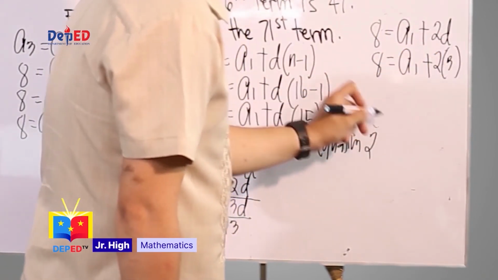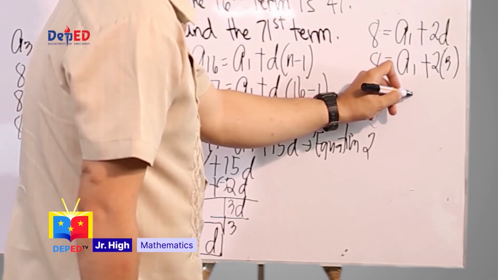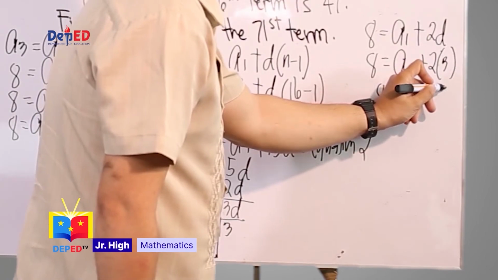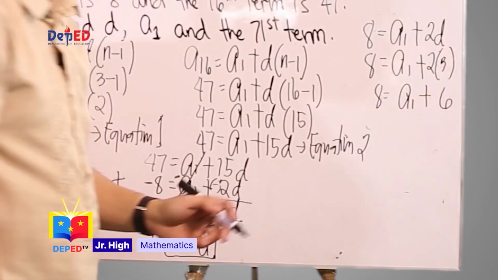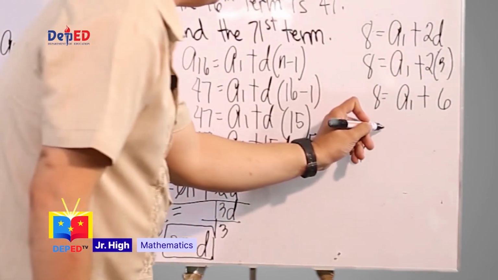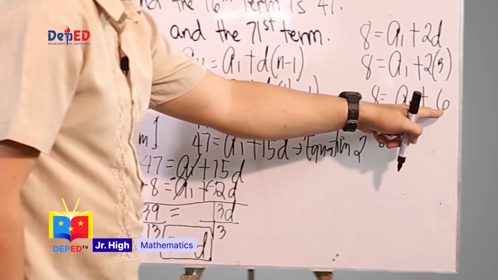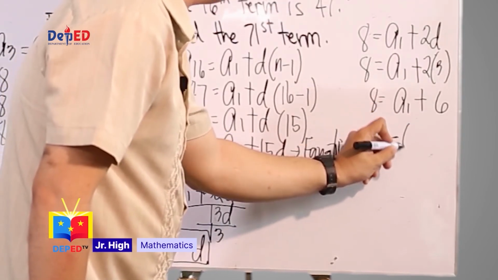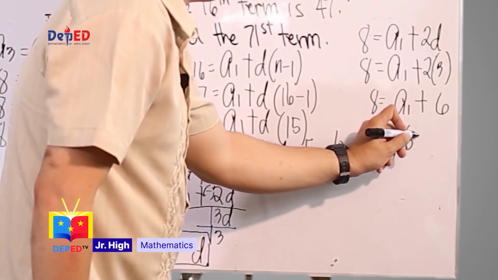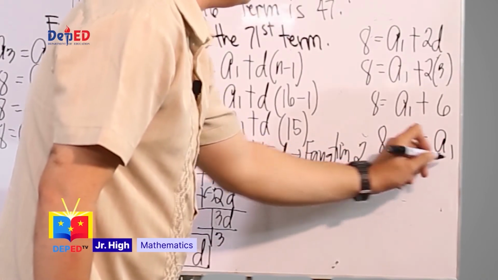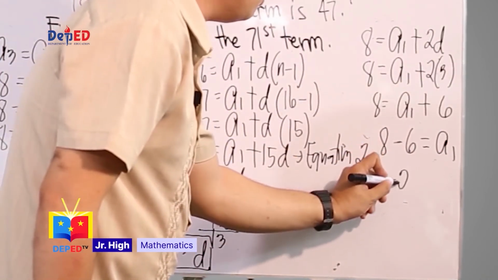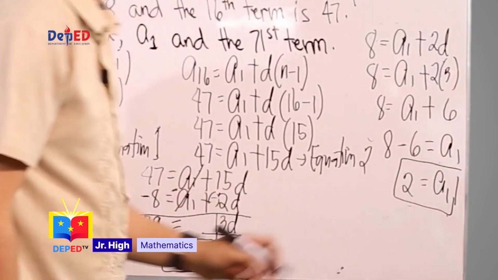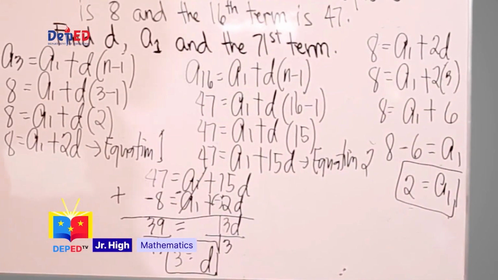Next, we have 8 is equal to a sub 1 plus 2 times 3, that is equal to 6. Next, we'll have 8 transpose 6 on the left side of the equation. That will become negative. So that's 8 minus 6 is equal to a sub 1. And 8 minus 6 is equal to 2. Therefore, our first term, or a sub 1, is equal to 2.